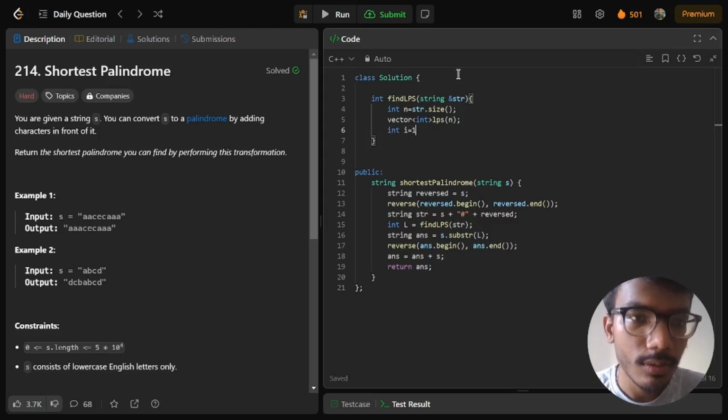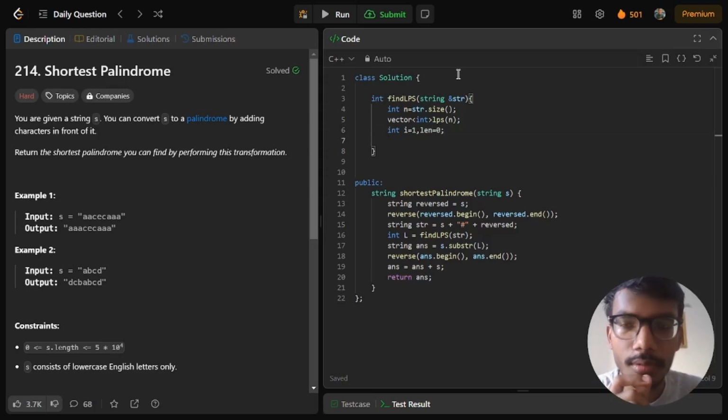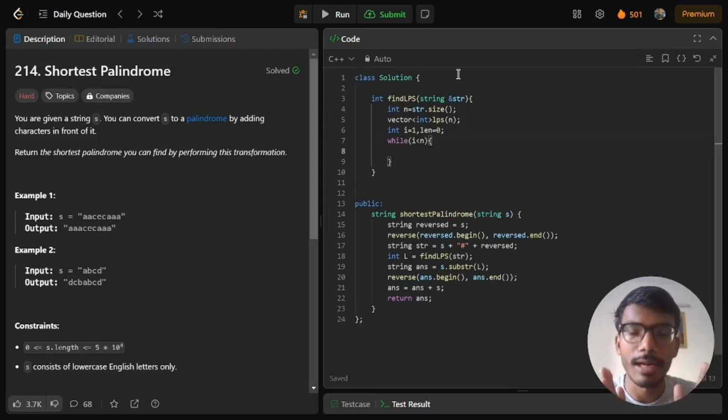Now I'm starting from index equal to 1. What is the length? Length means the length of the prefix which matches with the suffix. Initially for index 0, I have length equal to 0. Now I'm moving to I equal to 1, and I goes up to n. So this is how I'm traversing the entire string.